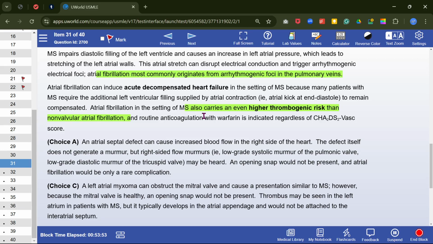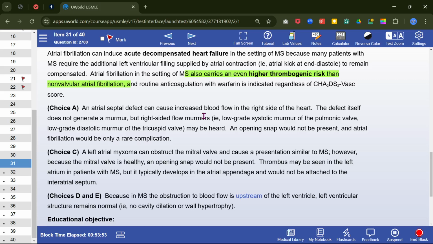If mitral stenosis is causing AFib, then you need warfarin, even if the CHA2DS2-VASc score is low, even if the score is 1. But if it is non-valvular atrial fib, then we need to see the CHA2DS2-VASc score. If it is 2 or more for men, then we will give an oral anticoagulant. If it is 3 or more for women, we will give an oral anticoagulant.